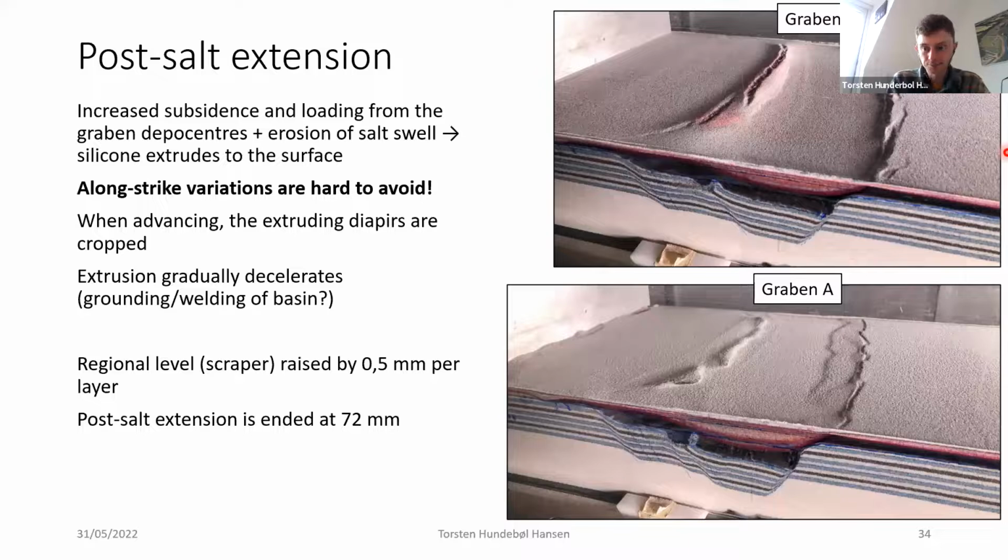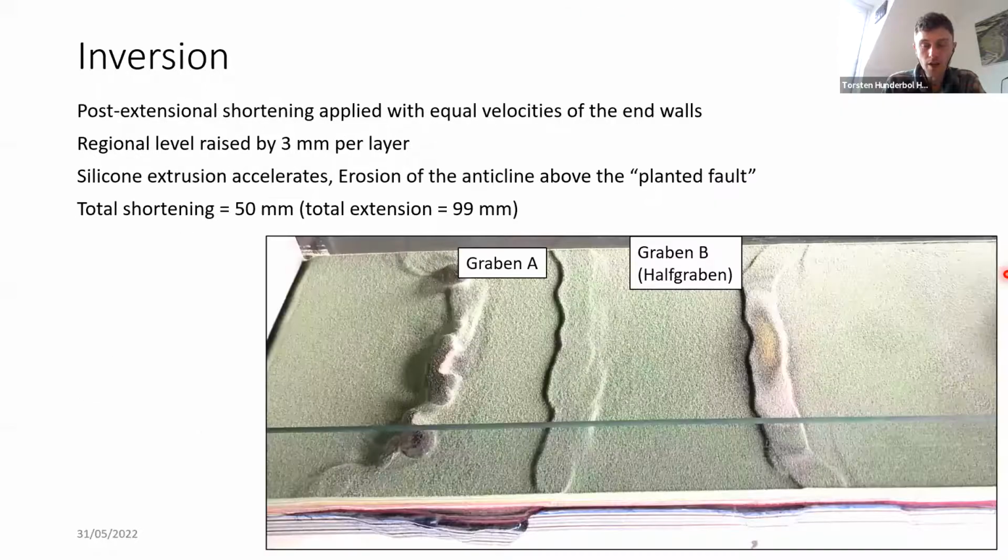But we continued extension, filling in sand into these areas with regular intervals and leaving the polymer time to settle, adjust to the pressure, until we ended up with 72 millimeters of extension after putting down the polymer. So that's around 99 millimeters of extension in total, almost 10 centimeters. Then we started squeezing the whole thing. So we started inversion.